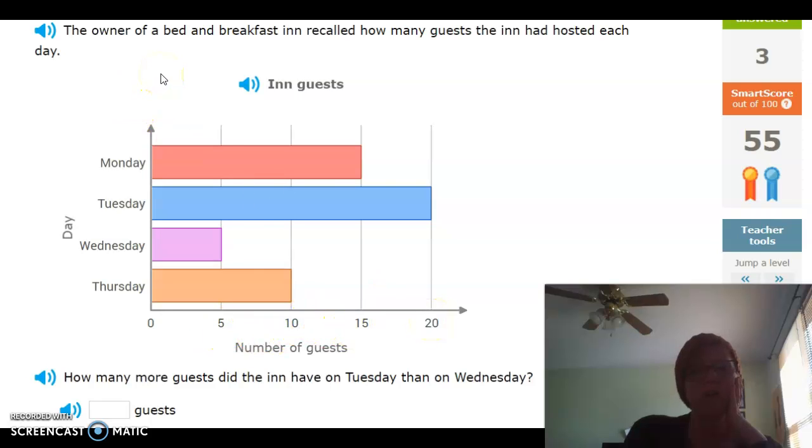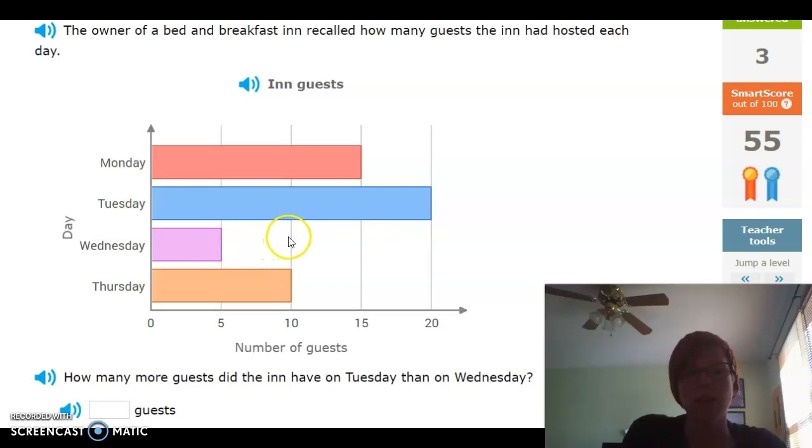And it says the owner of a bed and breakfast inn recalled how many guests the inn had hosted each day. They want to know how many more guests did the inn have on Tuesday than on Wednesday. So we are comparing two amounts in this situation. We have a certain amount on Tuesday and we have a certain amount on Wednesday, and we're looking for the difference or the gap. Anytime you see a difference in math, you need to subtract to find that difference, because I'm looking at Tuesday right here, and I'm looking at Wednesday, and I see a huge difference in between the two amounts.